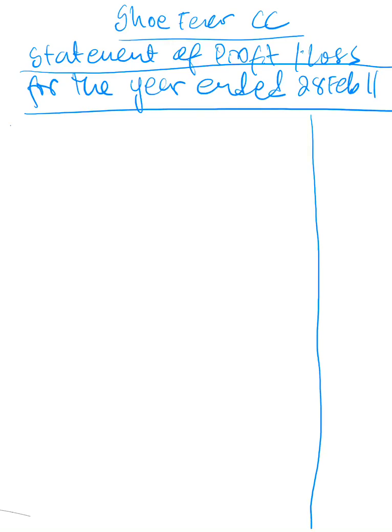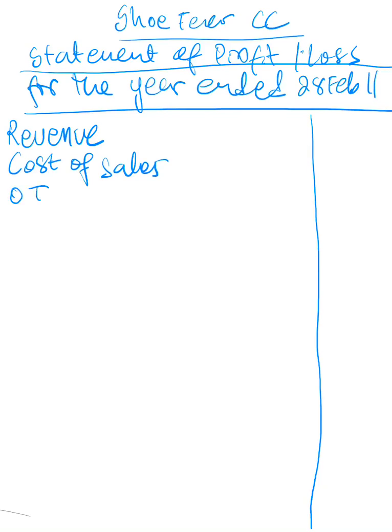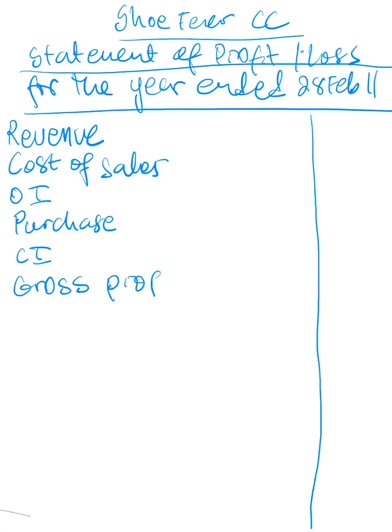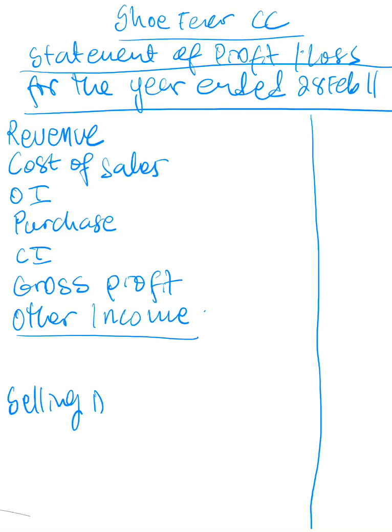Right, then you write your structure. So we're going to start with our revenue, followed by cost of sales. Cost of sales consists of the opening inventory. You add your purchases, then you less your closing inventory. Then you get your gross profit. After your gross profit, you have your other income. Then we have selling, distribution, and other expenses.